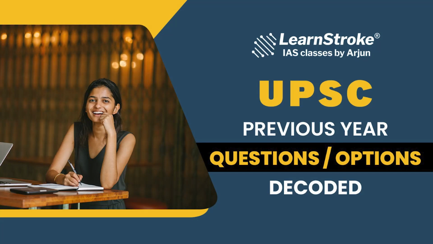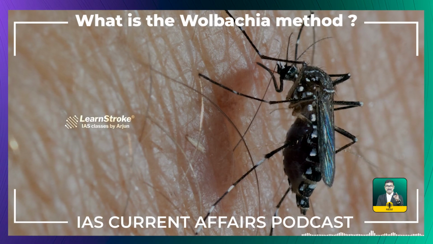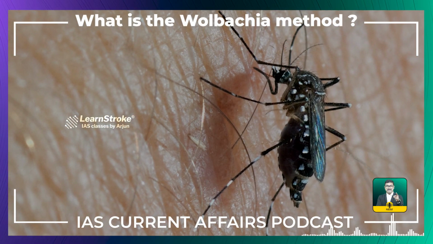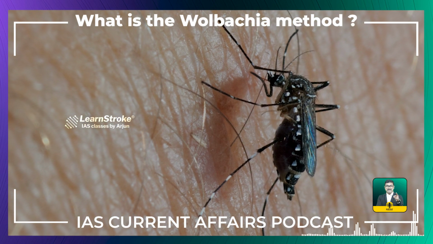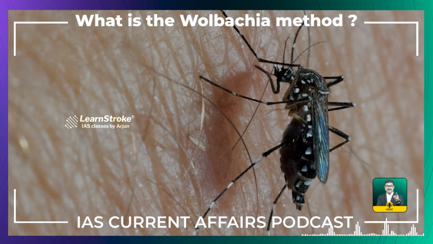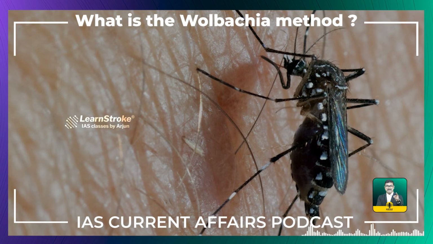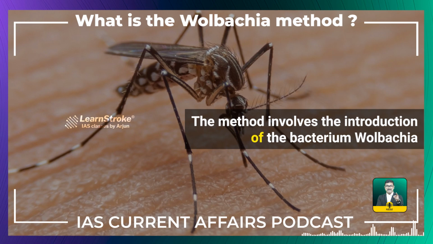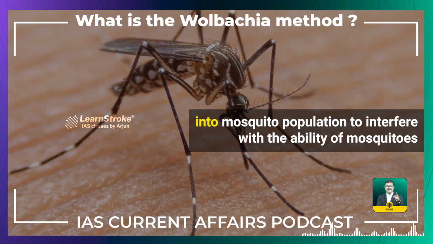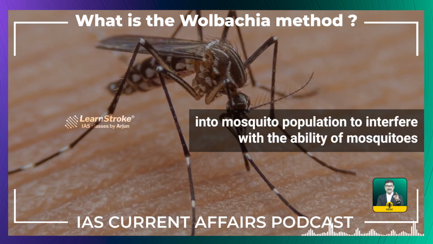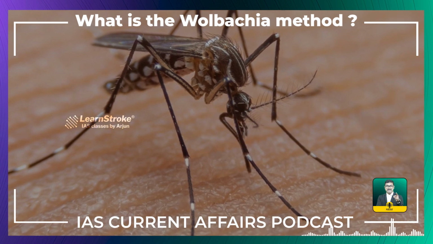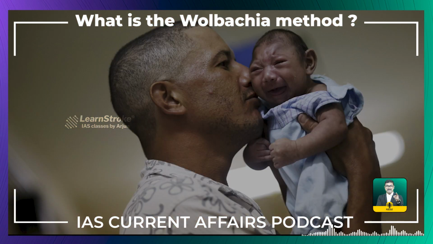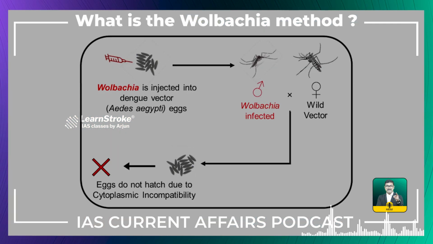The concept Wolbachia method was actually discussed in the 2023 examination as a question. The Wolbachia method refers to a biological control strategy used to reduce the transmission of vector-borne diseases, particularly diseases spread by mosquitoes. The method involves the introduction of the bacterium Wolbachia into the mosquito population to interfere with the ability of mosquitoes to transmit diseases like dengue fever, Zika virus and chikungunya.